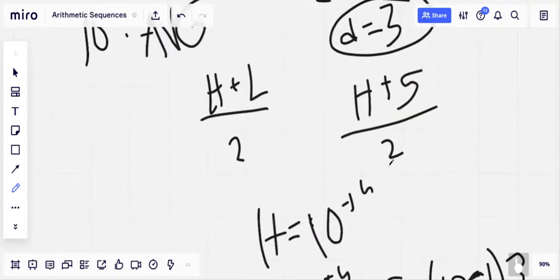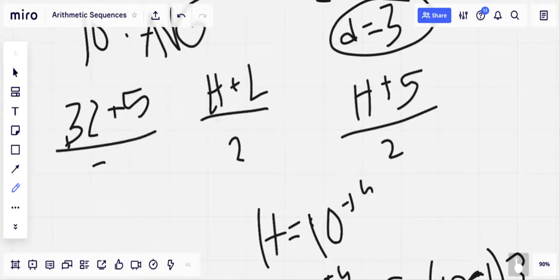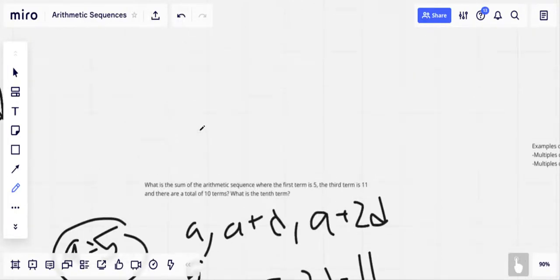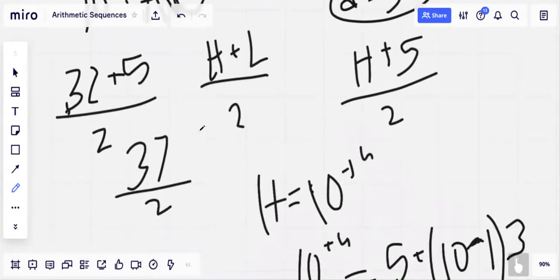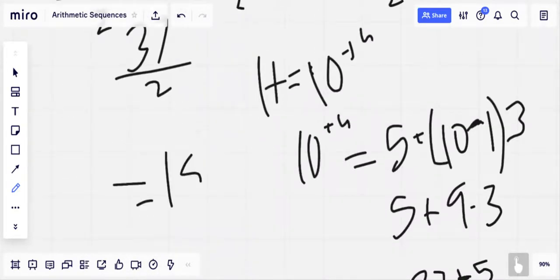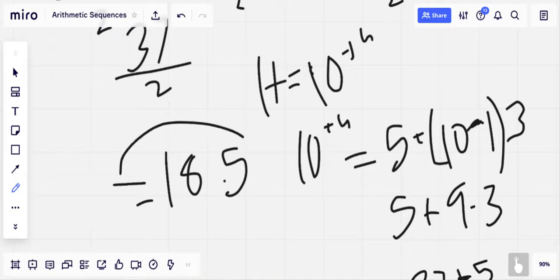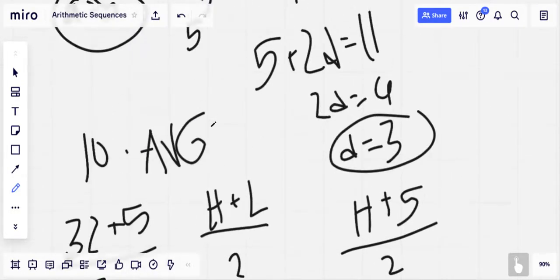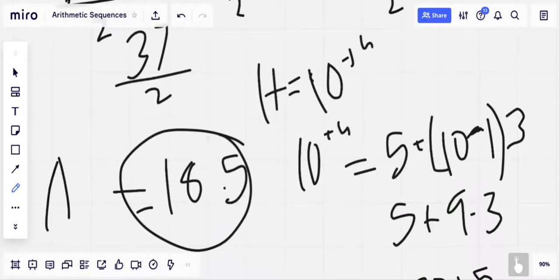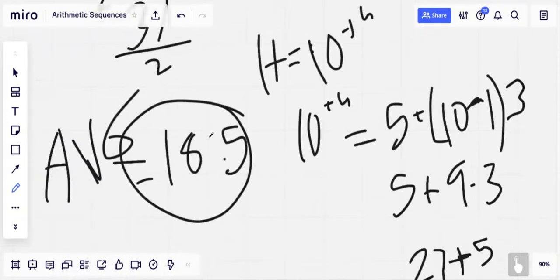So now we can plug this into the equation. The 32 is our highest, plus the lowest is the 5, and then this divided by 2. So this is equal to 37 over 2. And then this is equal to 18.5. So that's the sum. Oh, that's the average. Sorry, my bad. So that's the average, and then we would multiply 18.5 times the number of numbers.